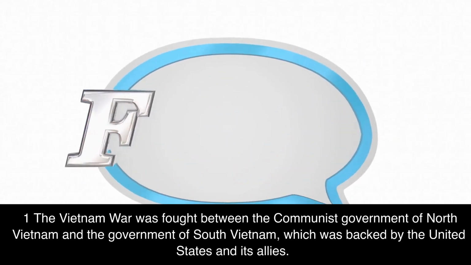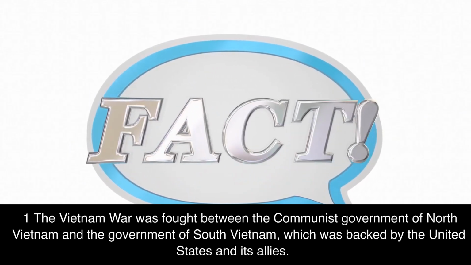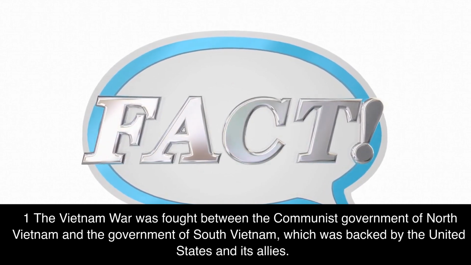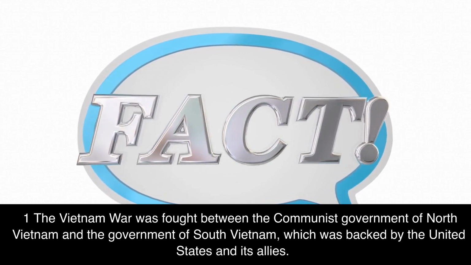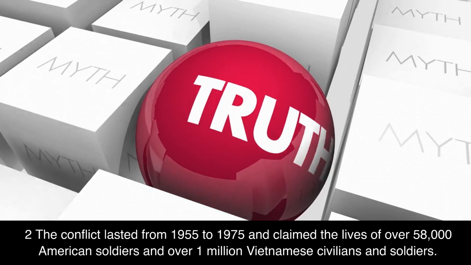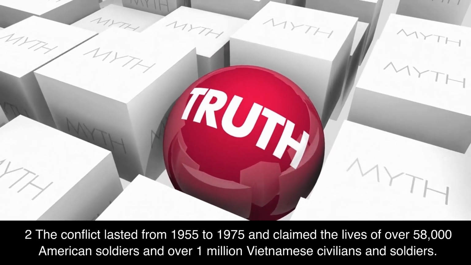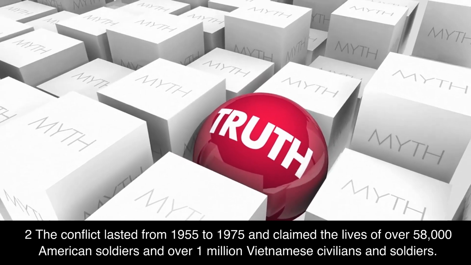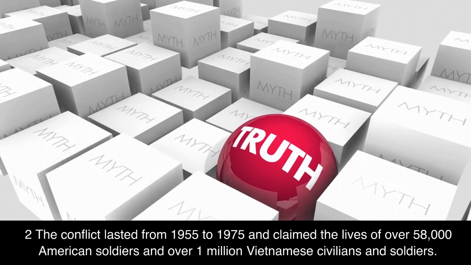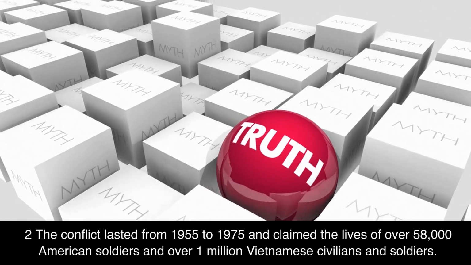1. The Vietnam War was fought between the Communist government of North Vietnam and the government of South Vietnam, which was backed by the United States and its allies. 2. The conflict lasted from 1955 to 1975 and claimed the lives of over 58,000 American soldiers and over 1 million Vietnamese civilians and soldiers.